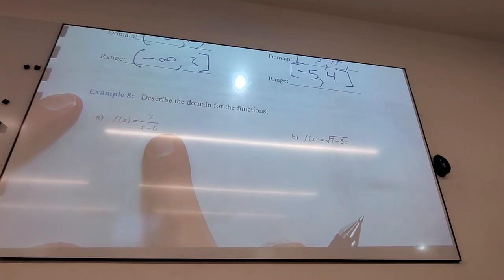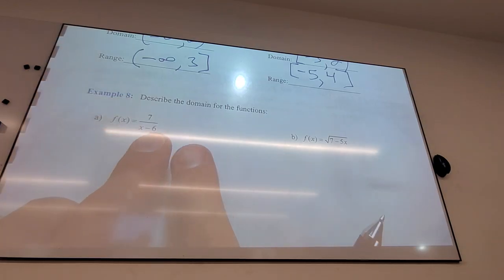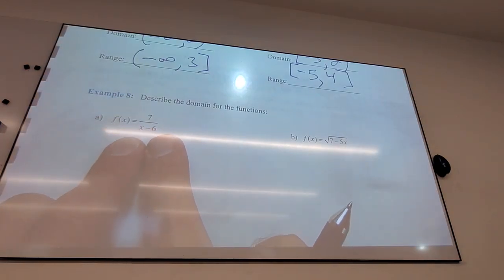And I kind of already did this kind of problem with you. Okay. So, real quick, can you guys just tell me what value messes this up? Which means the domain is what? Everything except 6. I like it.